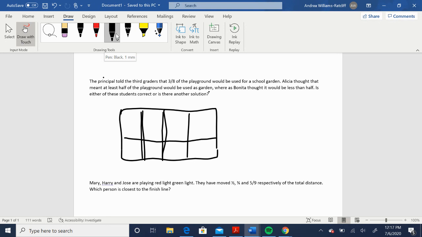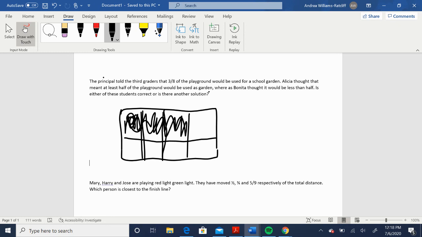Okay, however, we are adults and we should have some background with fractions, so we're going to assume all 8 of my pieces here are equal. Okay, so how would we illustrate 3/8? 3 out of 8 pieces. So we're going to color those 3 in.